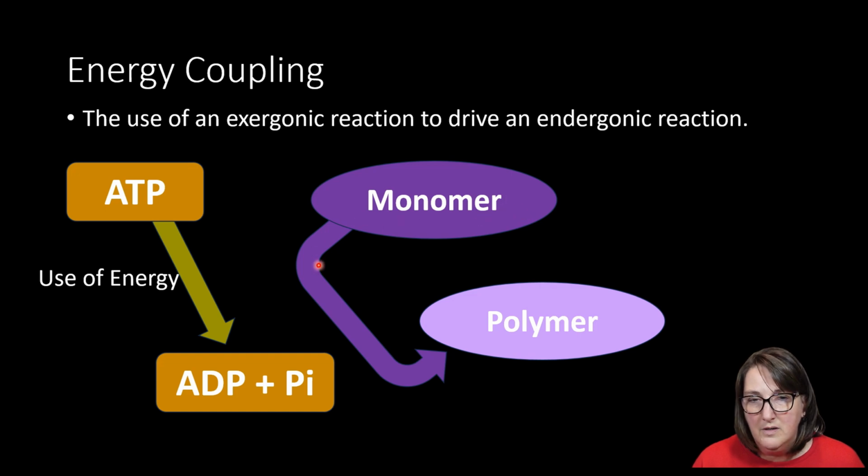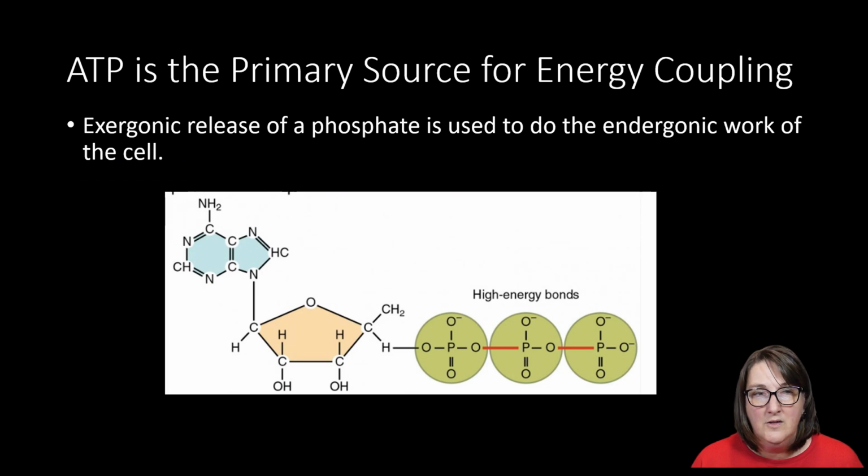A monomer is going to get put together, and I'm going to start chaining these monomers with this energy that has been released. So this energy is enough to drive these monomers to start to attach. So energy coupling is being able to take this energy to do a task, to do work. So ATP is the primary source for energy coupling.